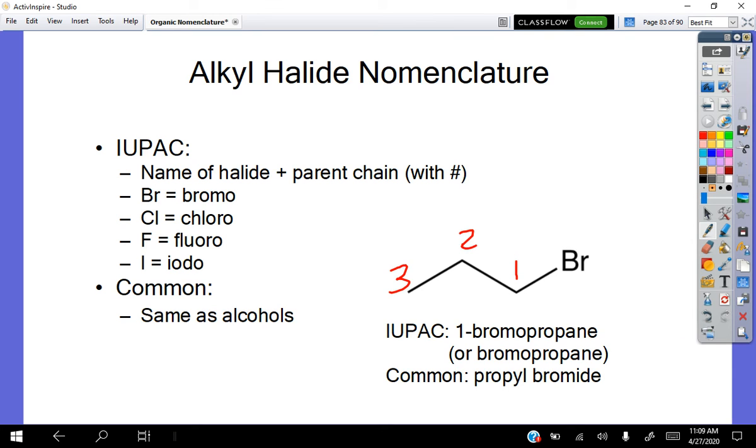When you are naming it with the common name, you name the carbon chain as if it's a substituent of the halide. So propyl bromide would be the common name, but again, we're sticking with IUPAC names for the most part, so you would see bromopropane.